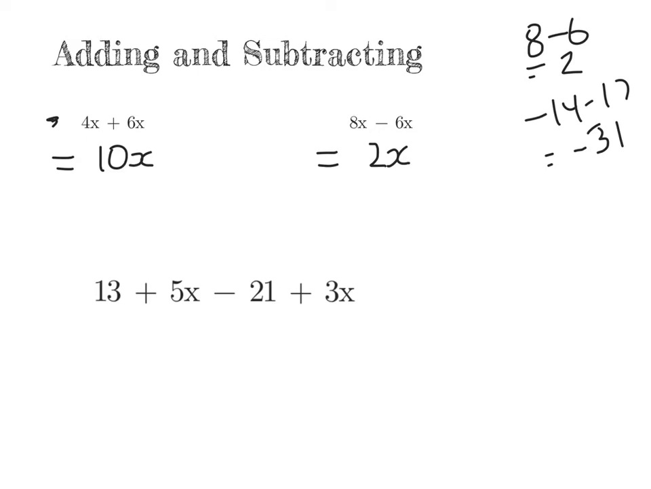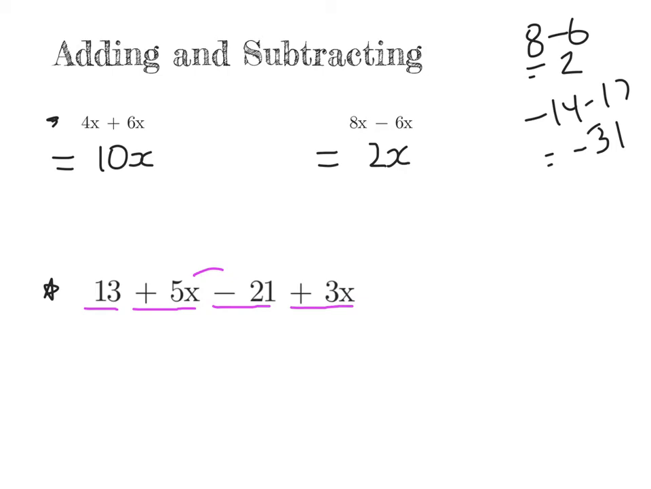Okay, so let's look at this big question down the bottom here. We have two like term groups. We have normal numbers and we have x's, and so we're going to put those together. First of all, we're just going to look at the fact that this is a plus 13, even though it has nothing at the front, that means plus. This plus sign is in front of the 5x, so it goes with the 5x. This negative sign is with the 21, and this plus sign is with the 3x. So don't get confused and think that this negative sign is part of the 5x. Okay, it's always what's in front of it.